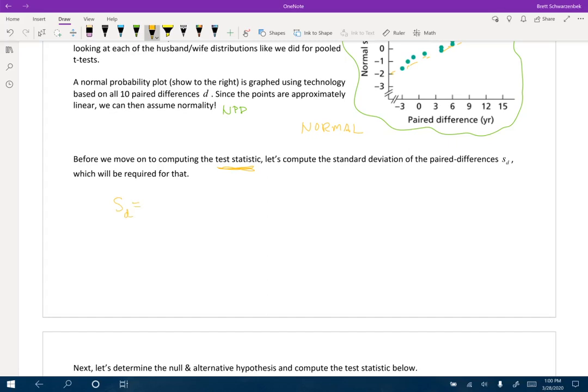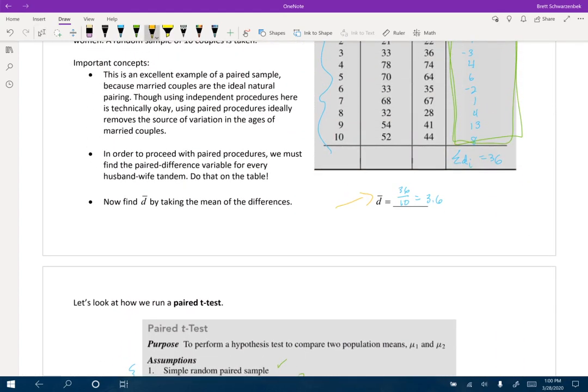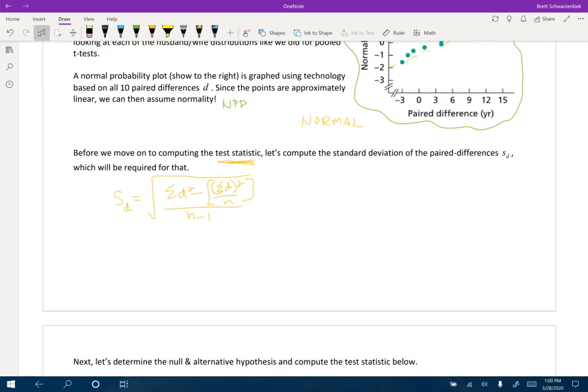So we got s_D is equal to the square root of the sum of D squared minus the sum of D quantity squared over n, divided by, still in the radical, n minus 1. Okay, so we actually know one of these already. So over here in our chart, we found that the sum of D is 36. What do we need in order to find this? We need the sum of D squared. Okay, well, let's go back to the table and work that out.